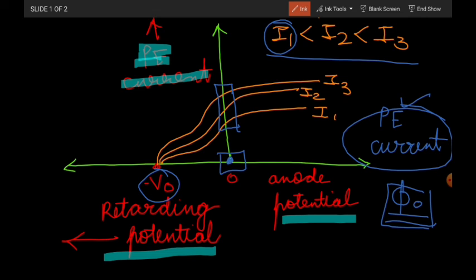If we extrapolate the graph, we obtain our final expression over here. This is our V0, the retarding potential, where the photoelectric current is zero. So we can see that for a given frequency of incident radiation, the stopping potential is independent of intensity, and in turn this implies that the maximum kinetic energy of the photoelectrons is independent of the intensity of radiation.